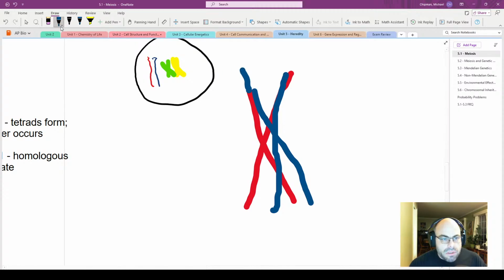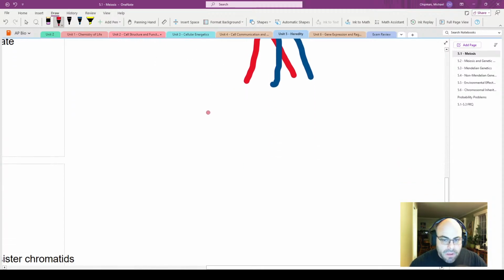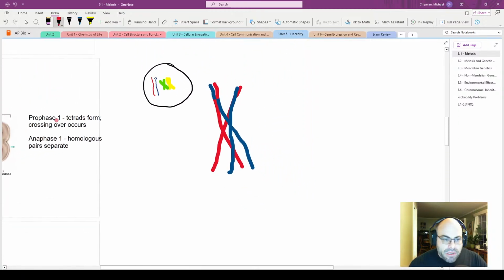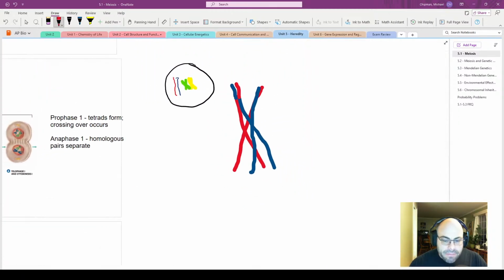And this blue is now going to have a piece of red on it, right? And so what is that going to do? It's going to increase diversity in that organism. It's going to increase genetic diversity. It's going to give a lot more combinations for things, which is good. So we talk about sexual reproduction allowing for more genetic diversity. This is one of the reasons why that is. Okay, and so that's prophase 1. That's the only time that's going to happen.